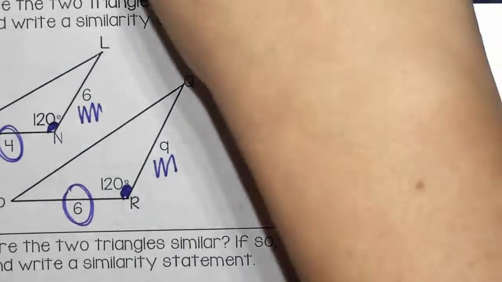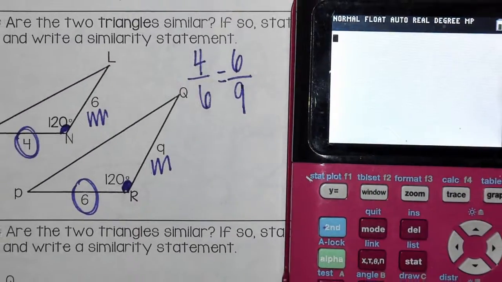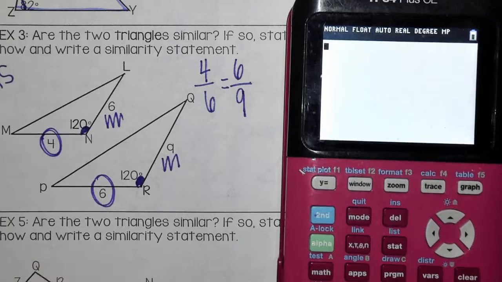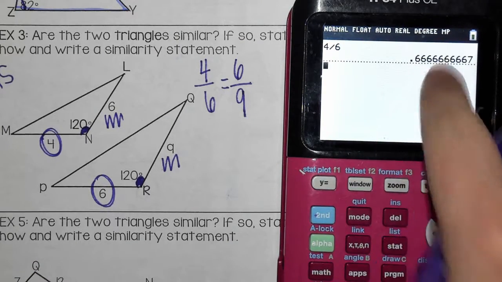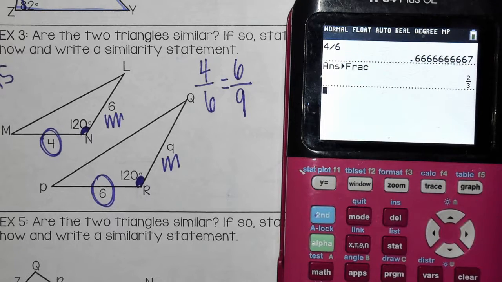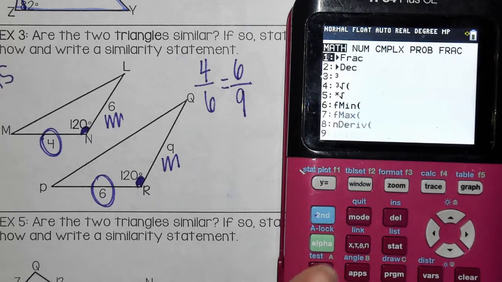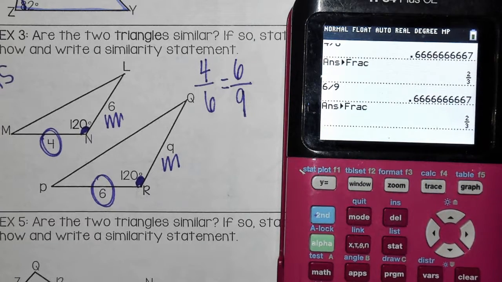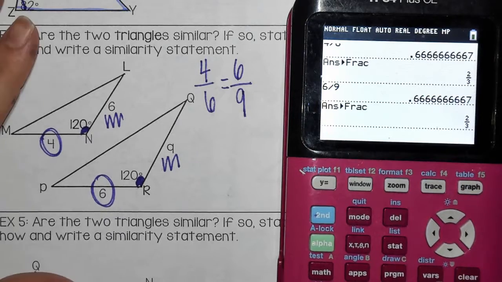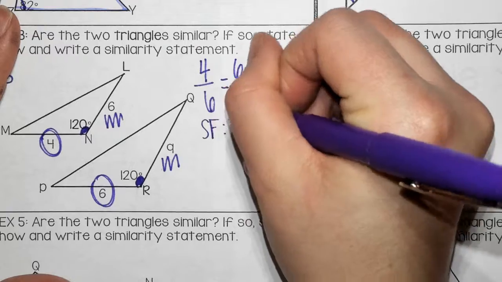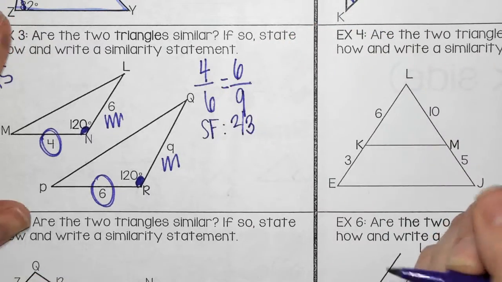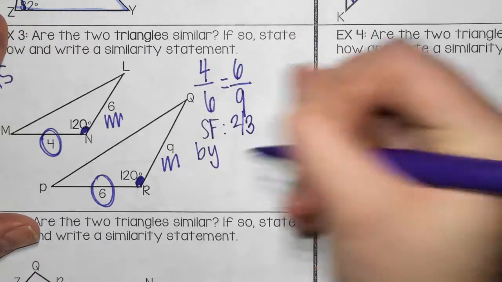Calculator. Find the scale factor. 4 divided by 6. What is that as a fraction? 6 divided by 9. Do they both have the same scale factor? Okay. So they both have the same scale factor. 2/3.